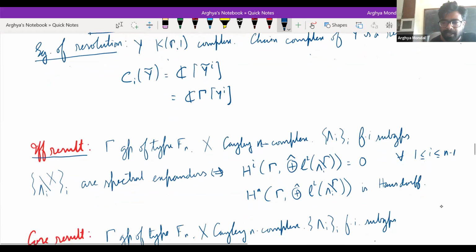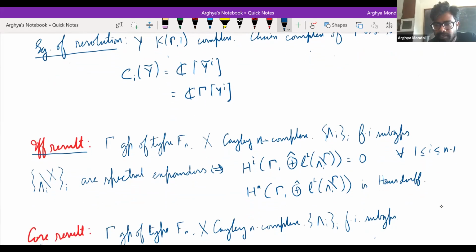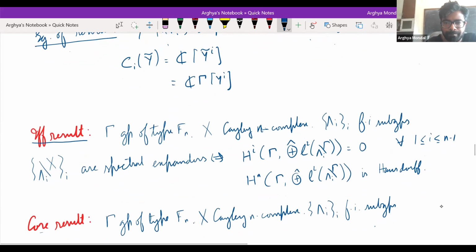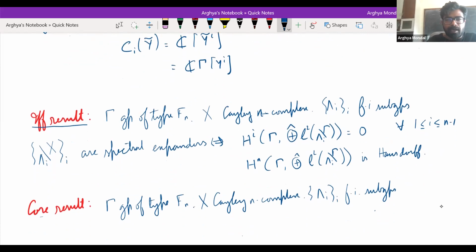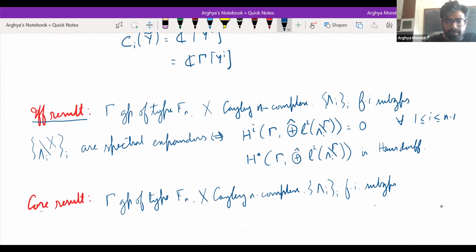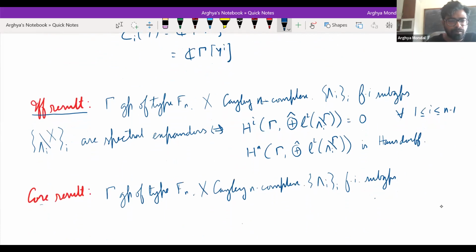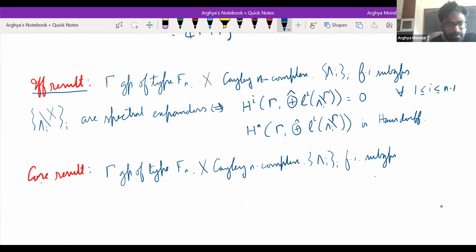In fact, H1 of Γ with coefficients in the direct sum of L2(Γ/Λ_i), if you put n equal to 1 in that last condition, this is the equivalent condition of property tau for Γ. So this result follows from, okay, I call it the core result.